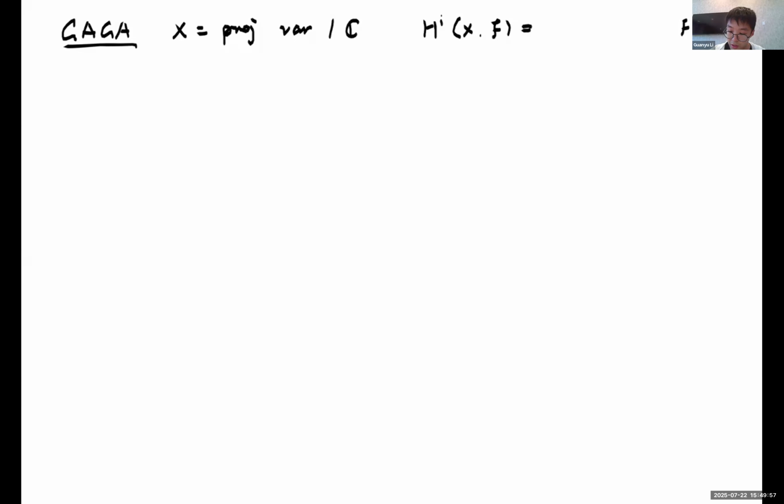This is what GAGA tells us: for X a projective variety over the complex numbers, we have the algebraic way of computing the cohomology with a quasi-coherent, let's say coherent, sheaf, and it is the same as the Euro cohomology of the analytification space of X with the analytification of the sheaf.